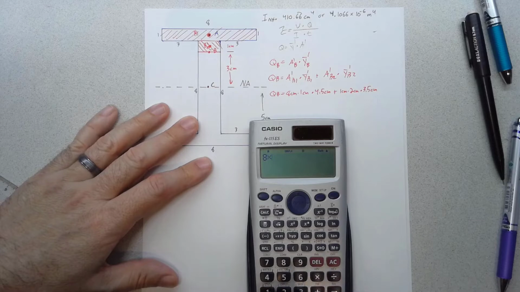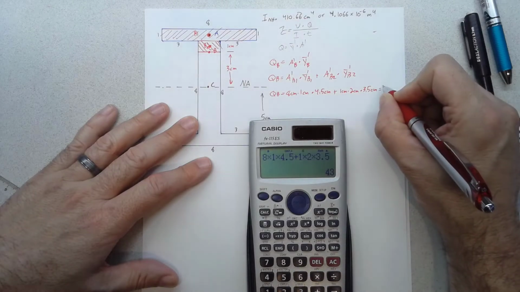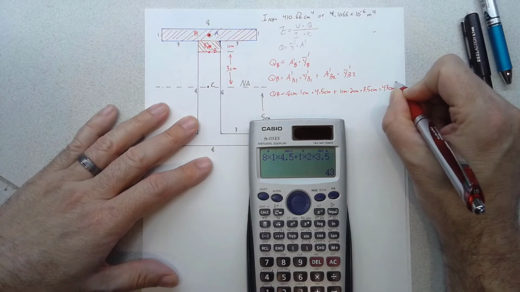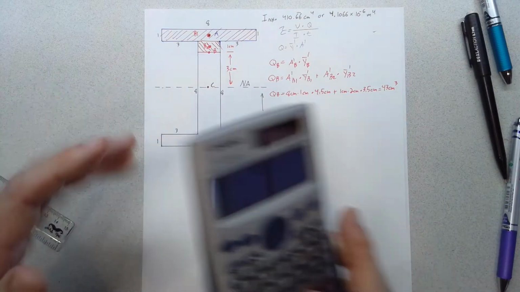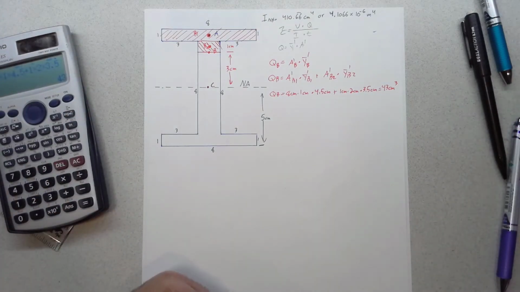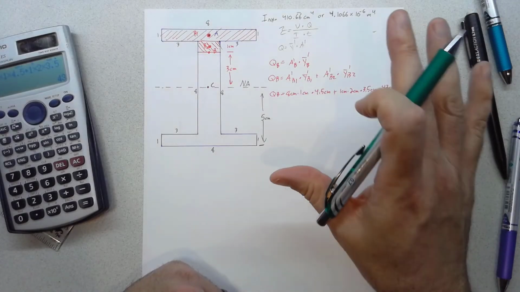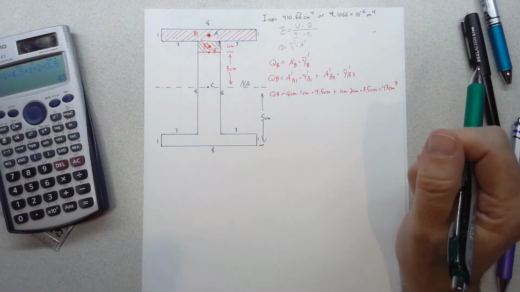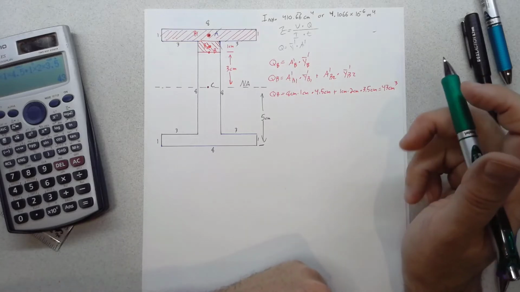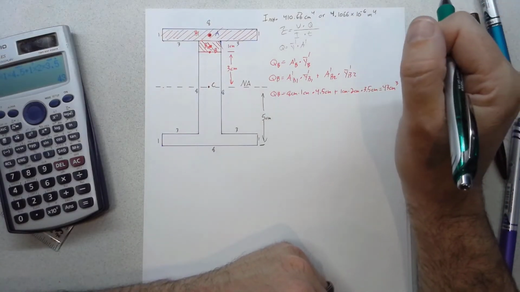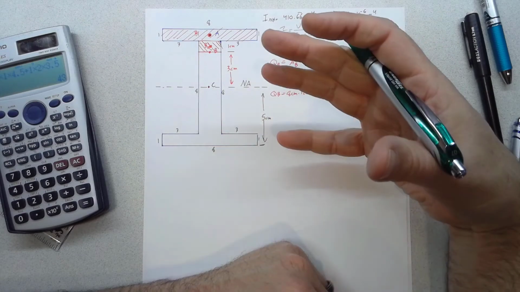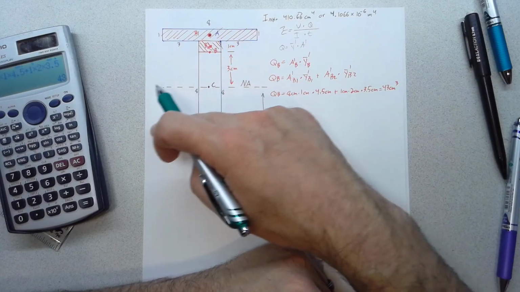8 times 1 times 4.5 plus 1 times 2 times 3.5, and that comes out to 43 centimeters cubed. Okay, just to point out that we can do it again looking at the area below B, and we should find that Q is identical. This is something that students often struggle with when they're first thinking about Q, because we're thinking it is an area, and so this is a much bigger area, right?